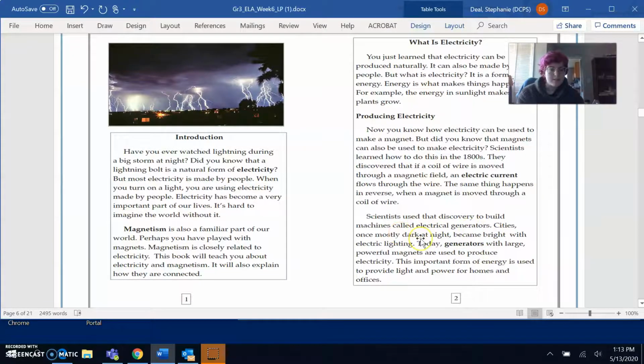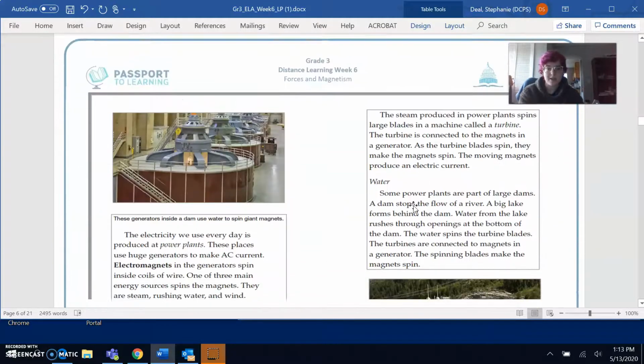Cities, once mostly dark at night, became bright with electric lighting. Today, generators with large, powerful magnets are used to produce electricity. This important form of energy is used to provide light and power for homes and offices. So this section just told us how electricity is created and how it is used to power our lights and our computers, our TVs, and everything in your house that uses power and energy. It comes from electricity. Let's go on to the next page.